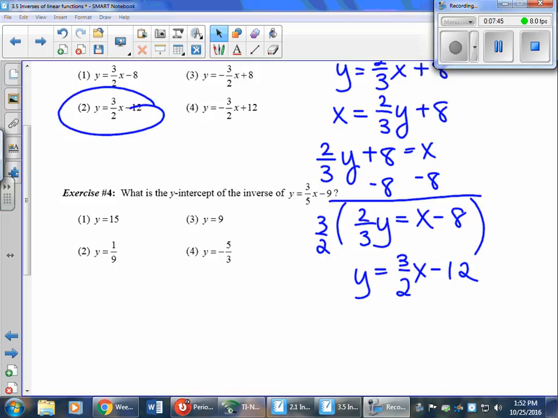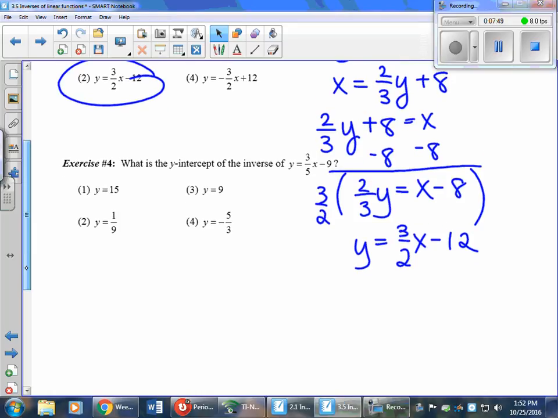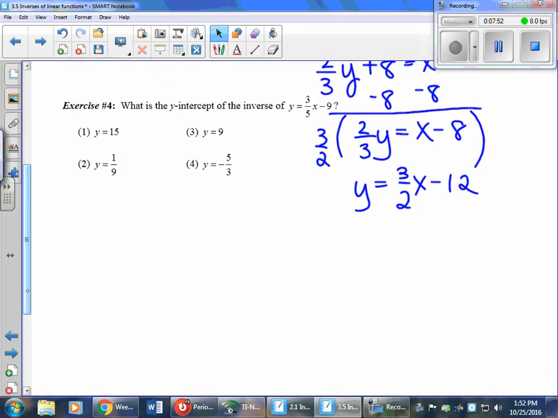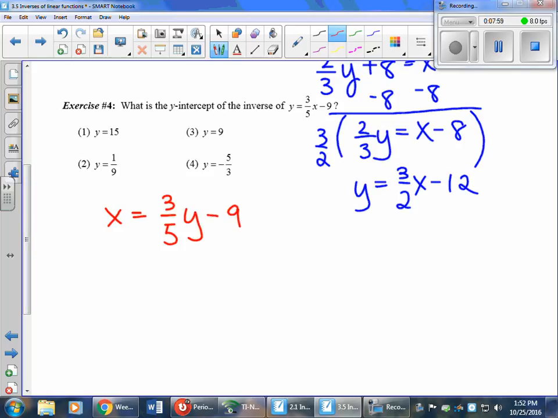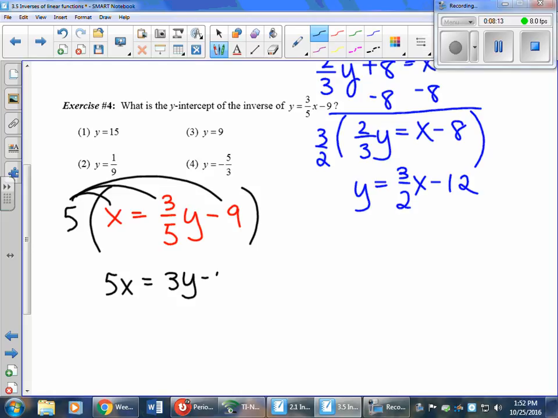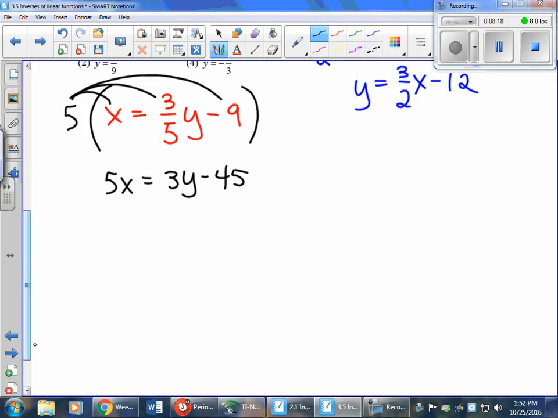Okay, how I solved that one probably wasn't the easiest for you, so let's take a look at exercise 4, and we'll try and do that a different way. So let's say x equals, let's flip the x and y, 3 over 5y minus 9. Now, in this case, I think it's easier, and this is the way you'll probably find it easier. Let's multiply through by that common denominator, which in this case is 5. But remember, you have to do everything here by 5. So this becomes 5x equals 3y minus 45. So sweet, we have an equation with no fractions at all.